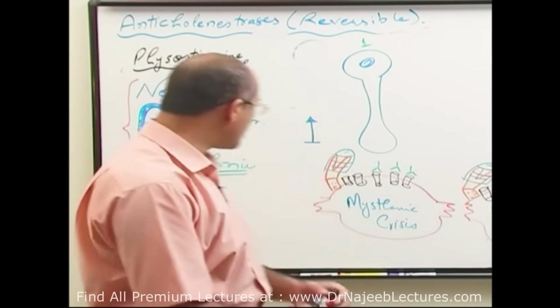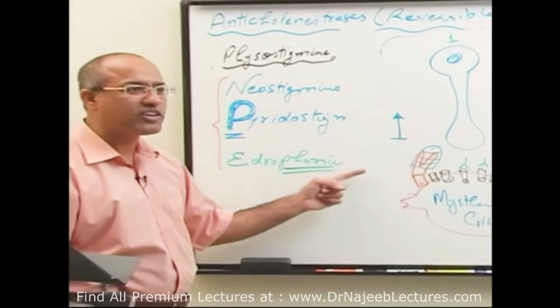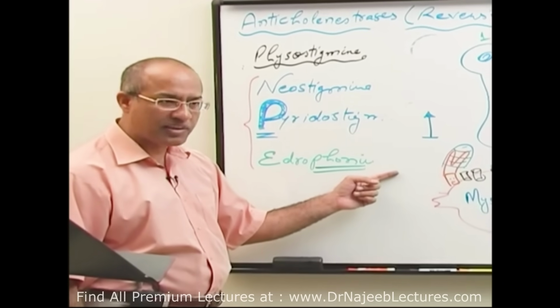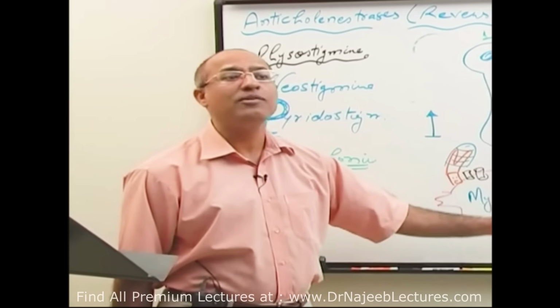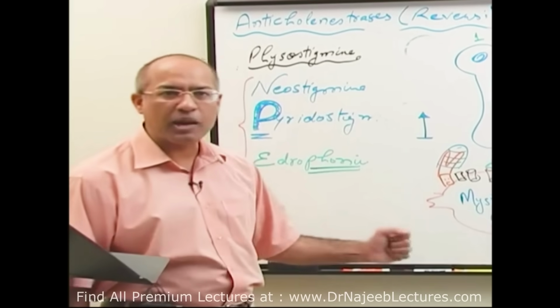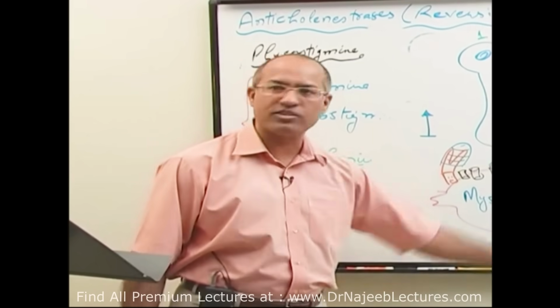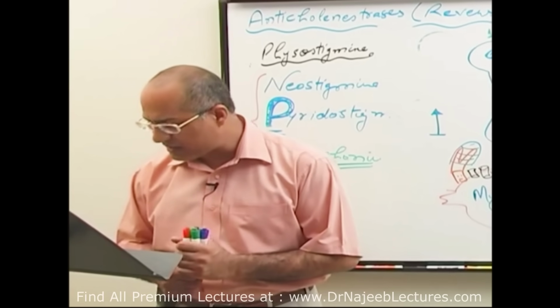Am I clear? So this phony friend, edrophonium, helps in two things. Number one, at initial diagnosis of myasthenia gravis. Secondly, in patients of myasthenia gravis on treatment, when they again develop weakness during the course of the treatment, edrophonium helps you to differentiate the myasthenic crisis from cholinergic crisis. Is that right?